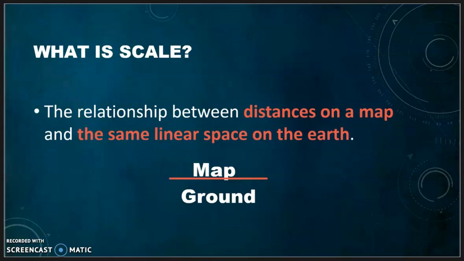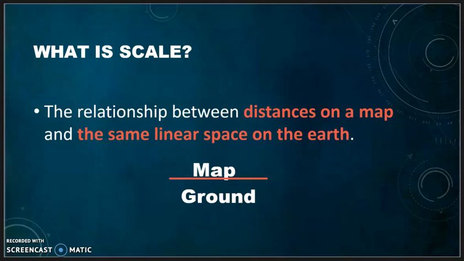So what is scale? The relationship between distances on a map and the same linear space on Earth. So most of the time we look at a representative fraction, we have that map distance over ground distance for our representative fraction scales. We also see that in the colon ratio. So there are three types of scale.